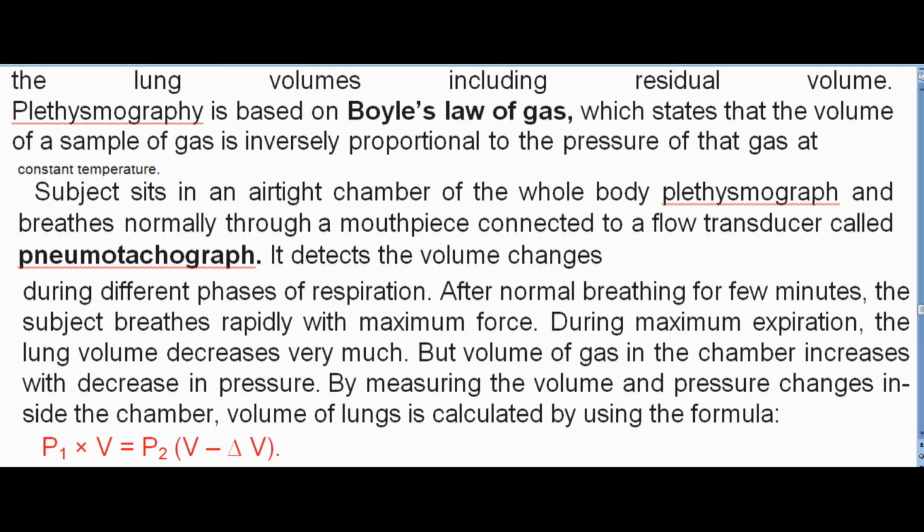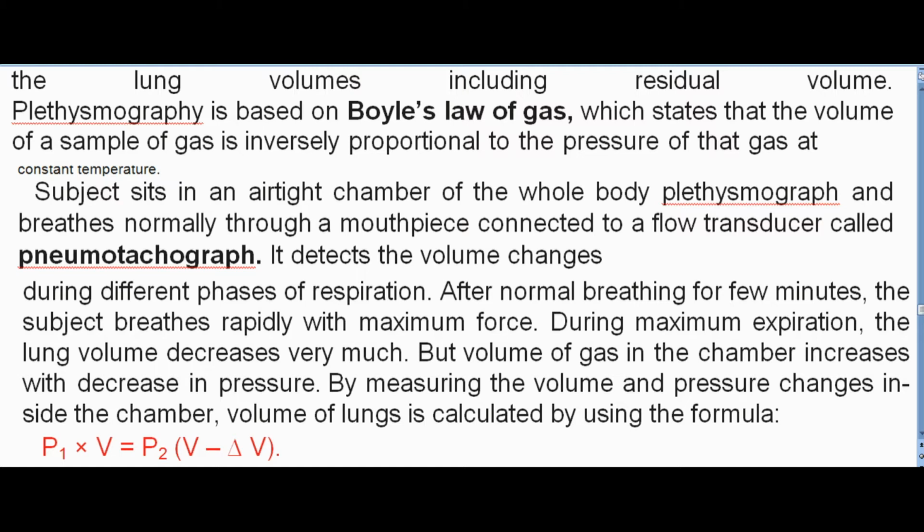to a flow transducer called pneumotachograph. It detects the volume changes during different phases of respiration. After normal breathing for few minutes, the subject breathes rapidly with maximum force. During maximum expiration, the lung volume decreases very much. But volume of gas in the chamber increases with decrease in pressure.